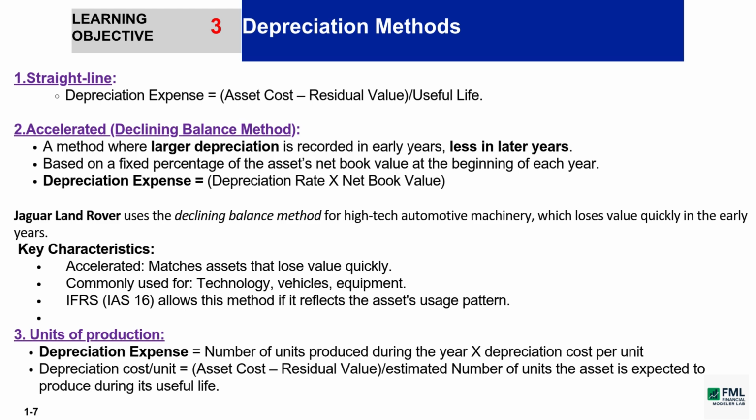Key characteristics: accelerated, matches assets that lose value quickly. Commonly used for technology, vehicles, equipment. IFRS, IAS 16, allows this method if it reflects the asset's usage pattern.